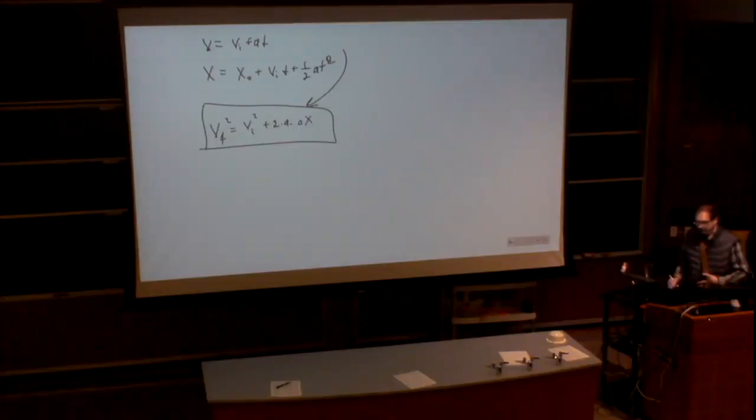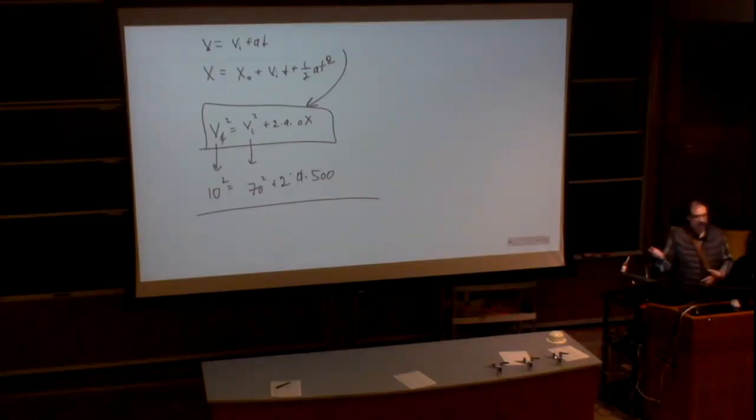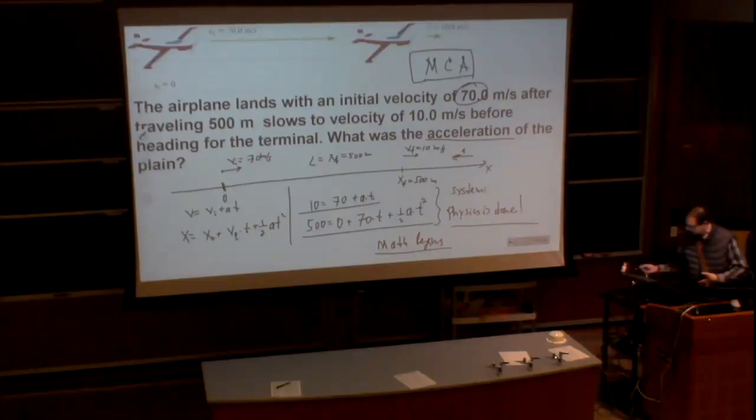And in this equation, if we use our numbers, this is 10, this is 70, this is a 2, this is acceleration, and that was 500. And this equation, of course, can be immediately solved for the acceleration. And you, of course, will get a negative number because it was slowing down from 70 to 10. So negative means acceleration should have been directed away from the positive. So it should have been negative, and it will be negative.